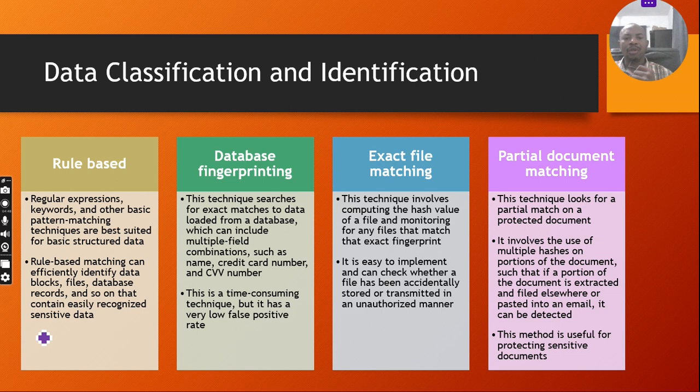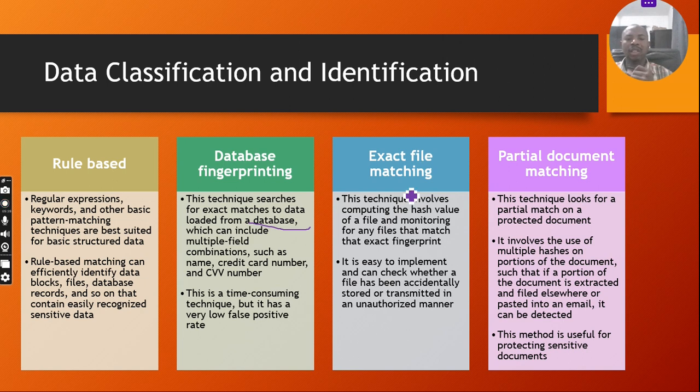Now, the second type is called database fingerprinting. Database fingerprinting is a technique that searches for an exact match to data loaded from a database. It can only recognize data that is loaded into that particular database. It includes multiple field combinations, such as your name, your credit card number, and the CVV number on your debit card. This is a time-consuming technique, but it has a very low false positive rate. Meaning it's safe to use, but it's time-consuming.